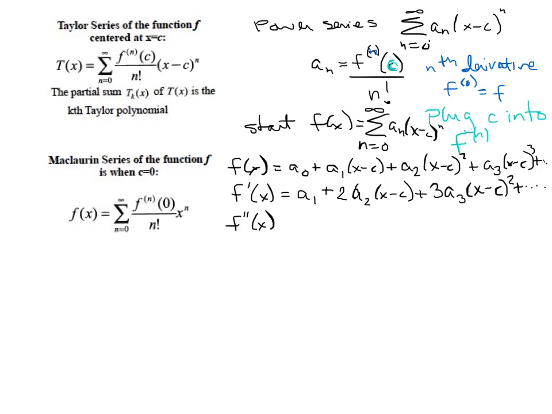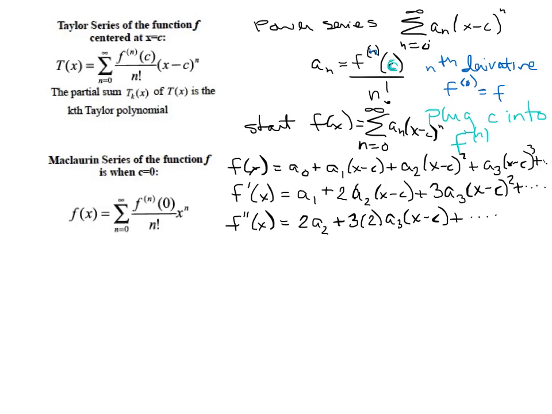I'm going to take another derivative. a1's a constant, it goes away. Out in front of x for that next term is 2a2. On the next one, the 2 comes down in front, so it's 3 times 2 times a sub 3 times x minus c, and then that would continue.